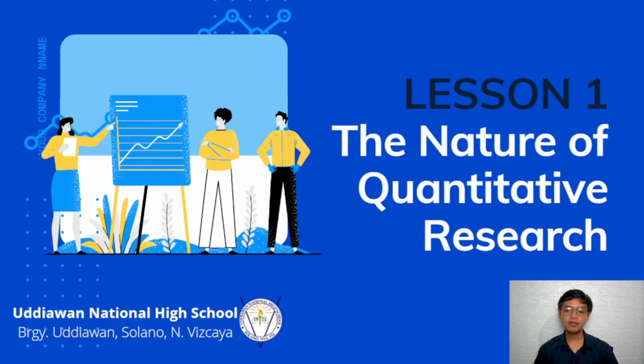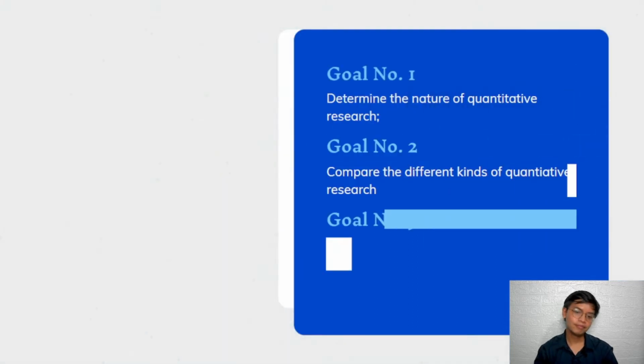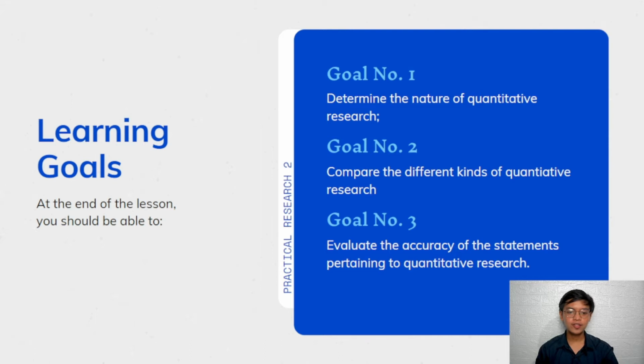For this lesson, we shall cover Module 1, Lesson 1, The Nature of Quantitative Research. Let's begin. So in this video lesson, we have to achieve 3 learning goals. The first goal is to determine the nature of quantitative research. Second goal is to compare the different kinds of quantitative research. The third goal is to evaluate the accuracy of the statements pertaining to quantitative research.